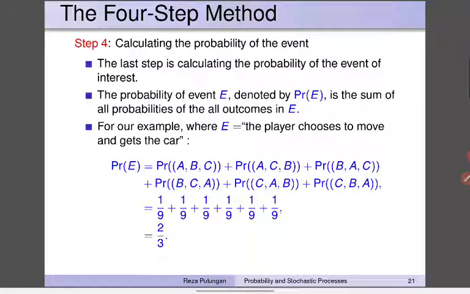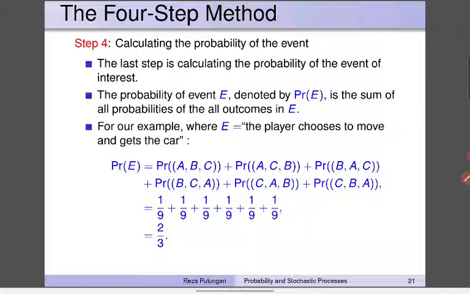Now if we sum them all up, then this is basically 6 multiplied by 1/9. This is 2/3. So this basically answers our question. What is the probability that the player chooses to move and gets the car? The probability is 2/3. Now, this is not actually quite intuitive. This is a little bit counterintuitive. We actually expect that the probability is 1/2.